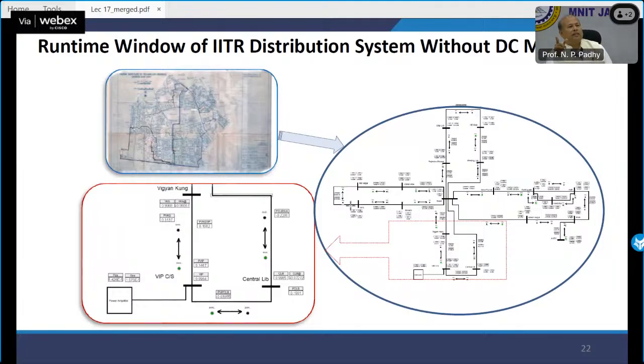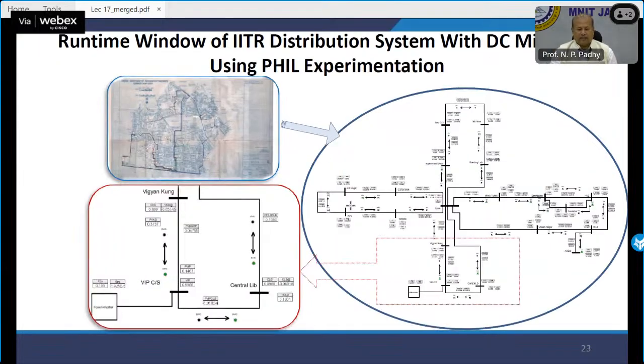And then we simulated the complete distribution system in the RTDS, on the right-hand side, okay? And then we have simulated it in great detail. We could find the runtime window for the IIT Roorkee distribution system with DC microgrid using PHIL implementation.